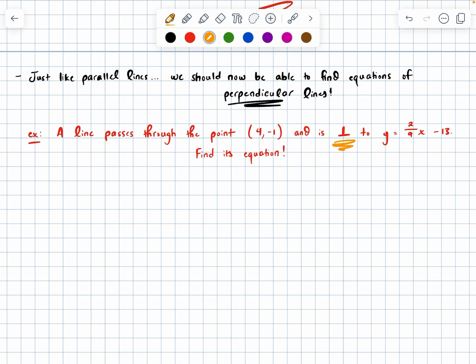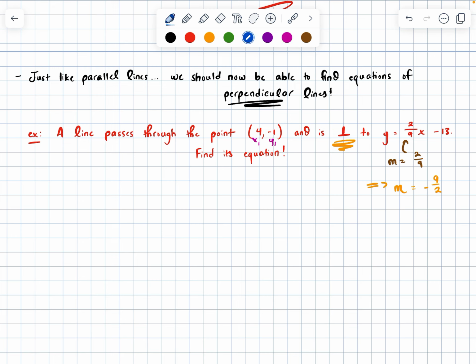So I know that my line is perpendicular to this line. So this line has a slope of 2 over 9. Because my line is perpendicular, that tells me that my line's slope needs to be the negative reciprocal. So notice this is positive 2/9, so my slope needs to be negative. The reciprocal of 2 over 9 is 9 over 2. And now would you look at that? I've got a slope, I've got a point.